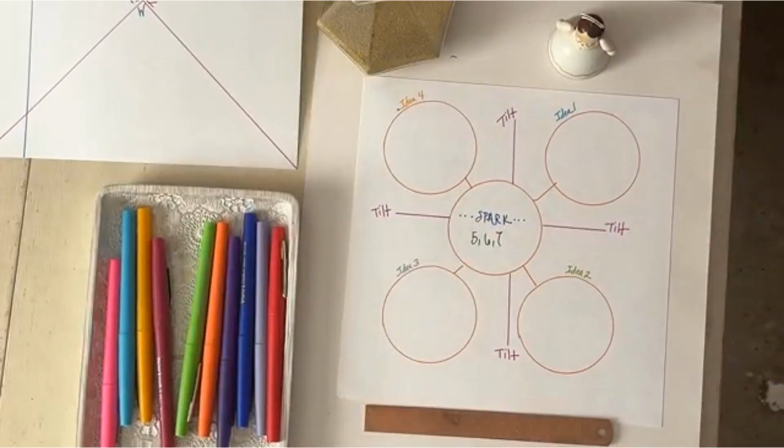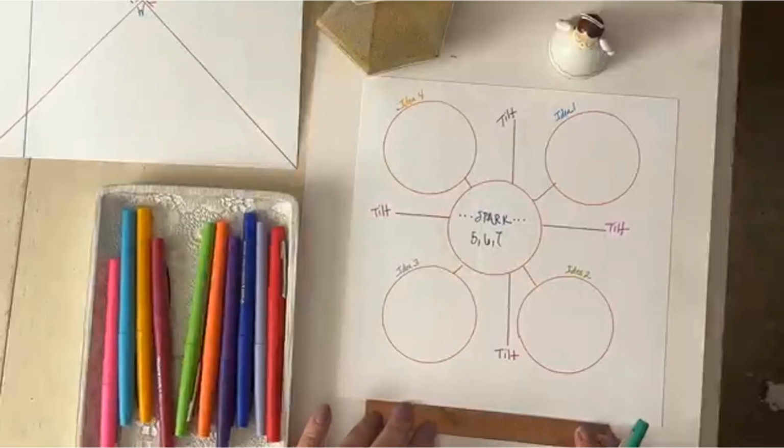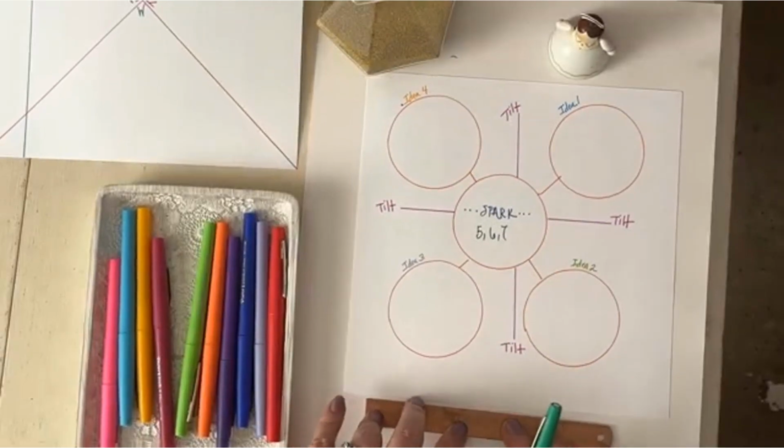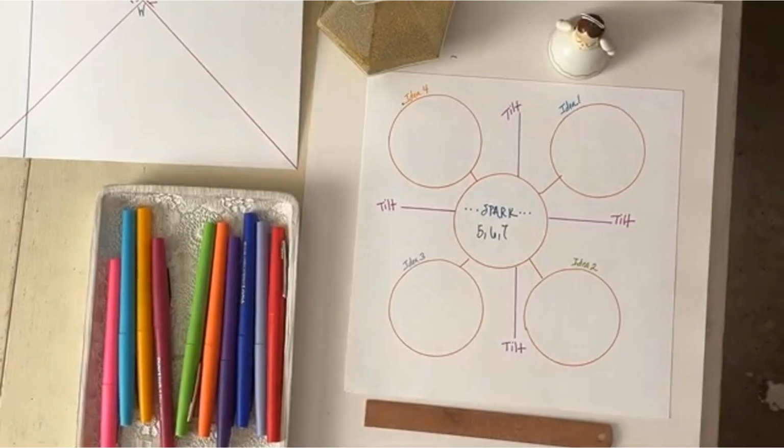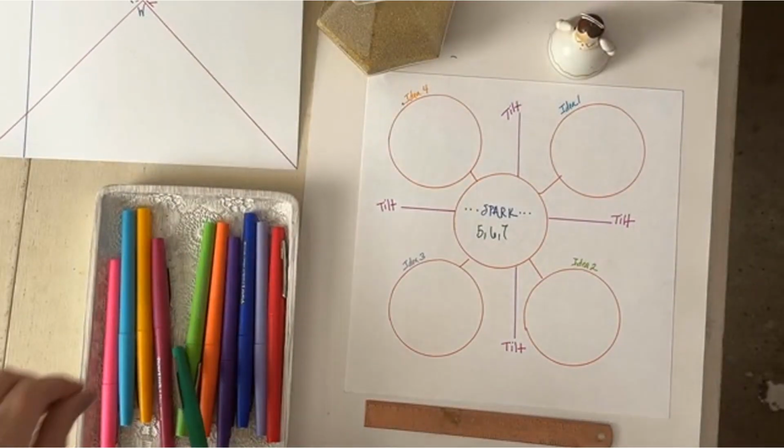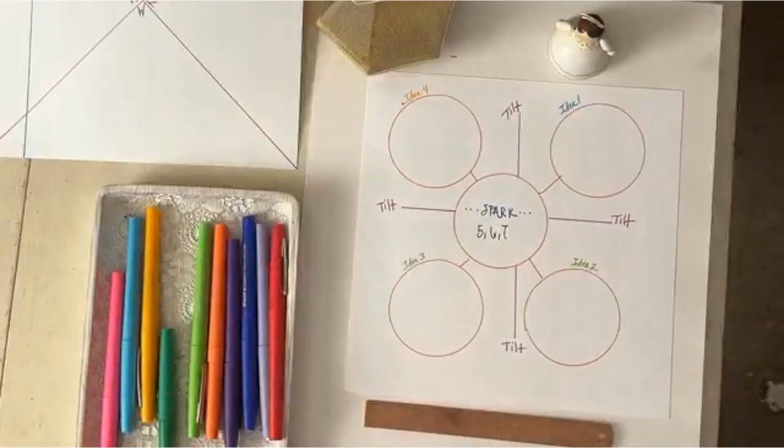So let's jump in and start brainstorming some ideas that we could write stories about using the numbers 5, 6, 7. These could be the individual numbers. These could be a sequence of numbers. These could be any combination of these numbers that we would like. Let's start with our character.